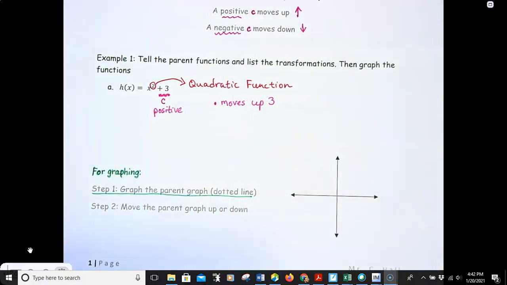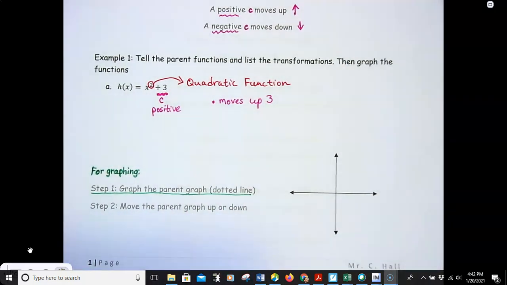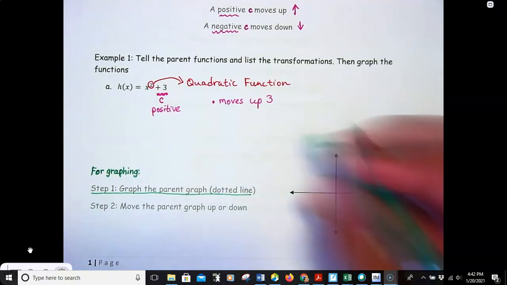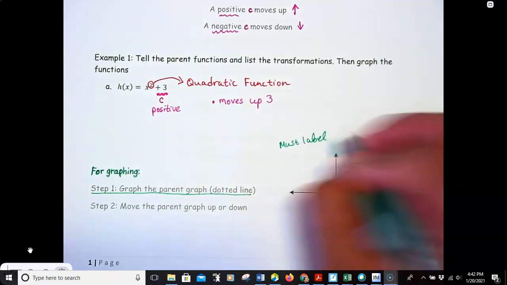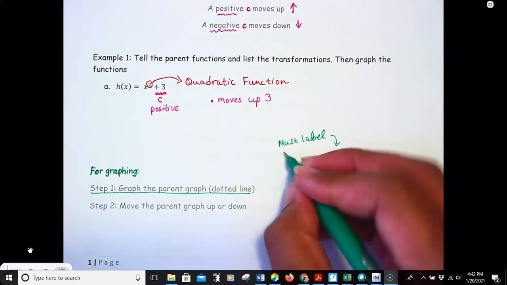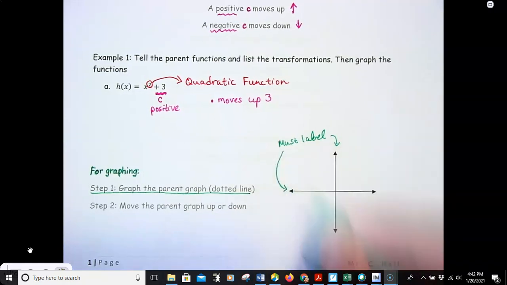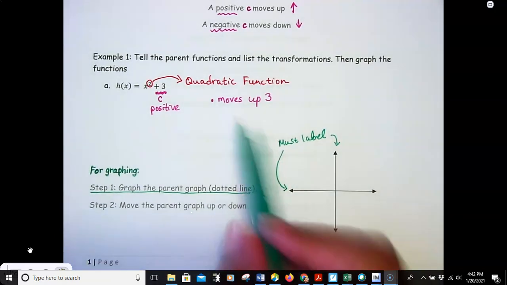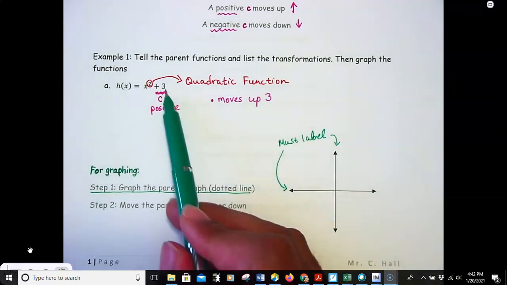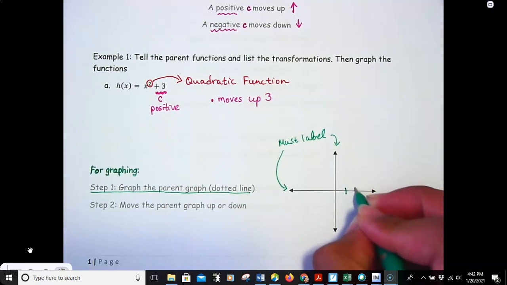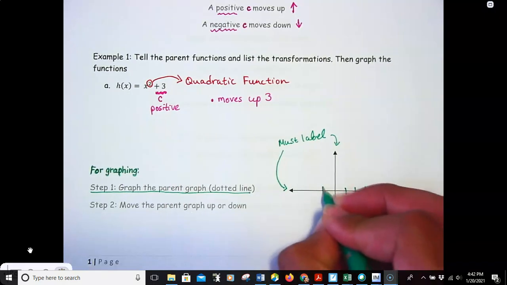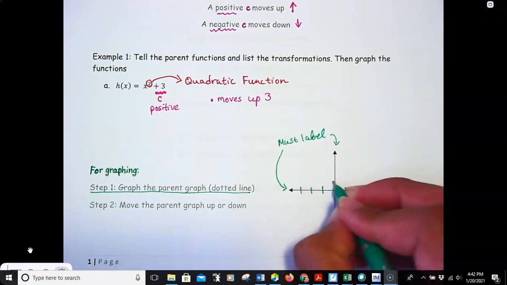says we're going to graph the parent graph, but we're going to use a dotted line for it. So before we do that, make sure we label our graph. We must label it. If you don't label it, it'll be counted wrong because we don't know if you moved it in the right spot or if it's been moved correctly. We just don't know. So here, before we label it, 3 is the highest number that we have. So we're going to go 3 in every direction. Go 3 in all directions.